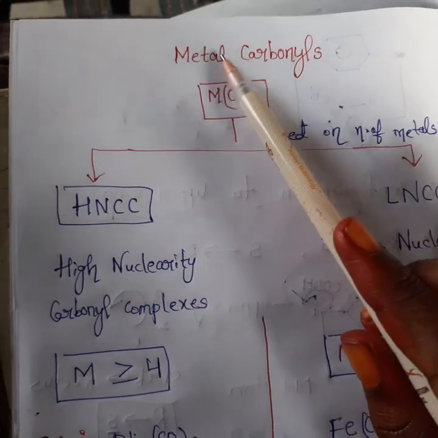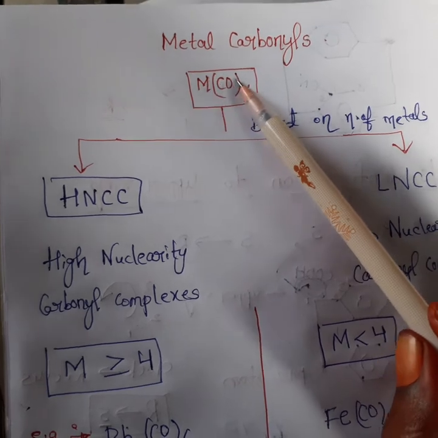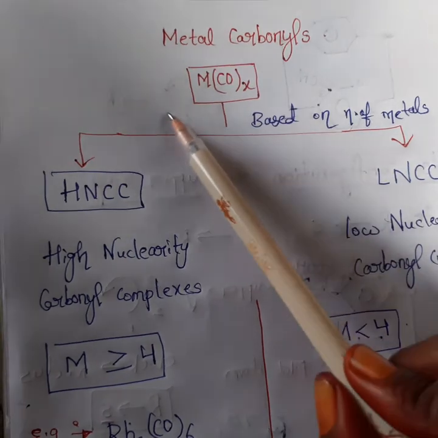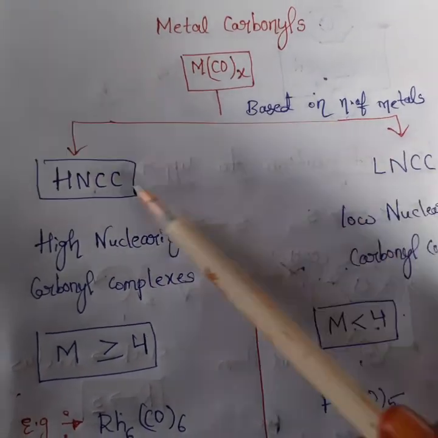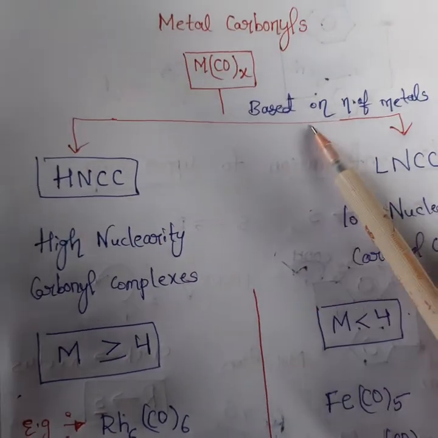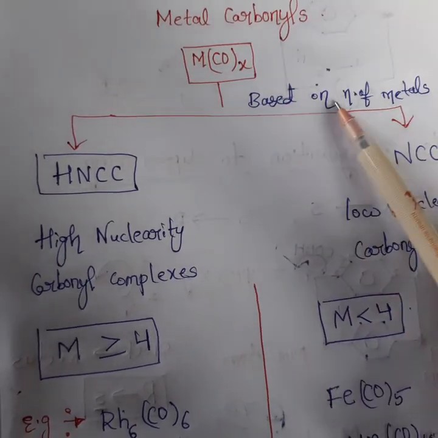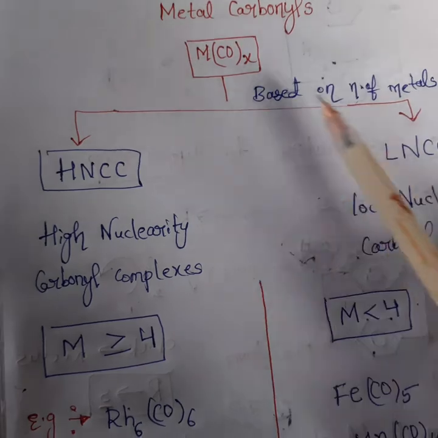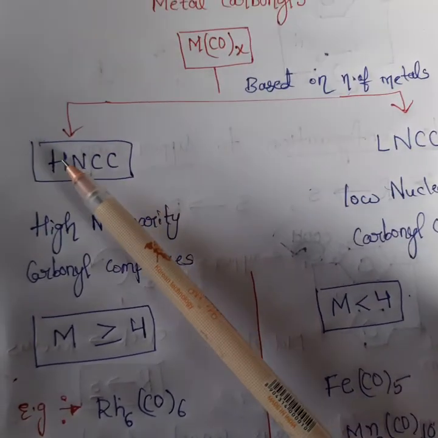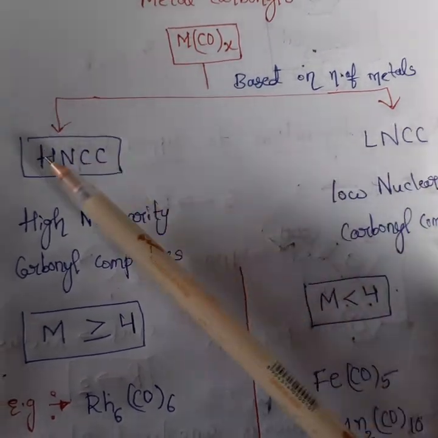See, metal carbonyls. We know this is the metal and this is the carbonyl. These metal carbonyls are mainly classified into two types, based on the number of metals in the complex. So, based on the number of metals present in the complex, metal carbonyls are mainly classified into two types. This is HNCC. This is LNCC.